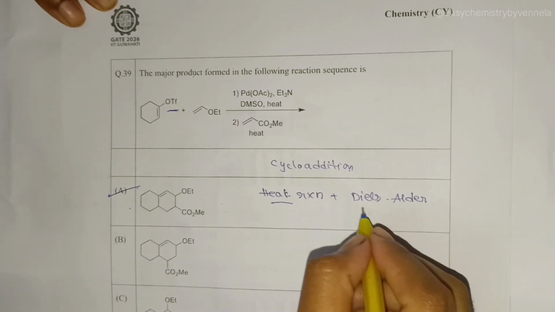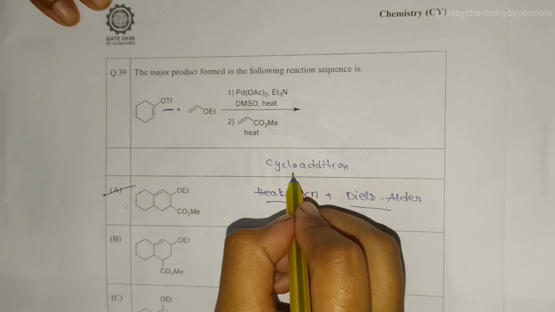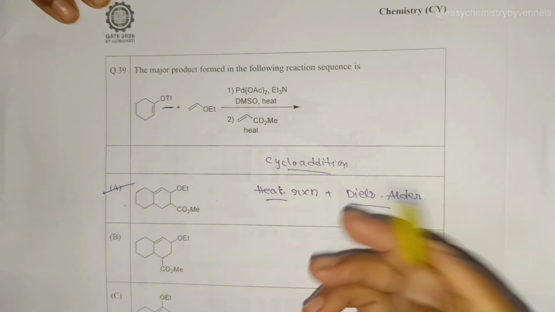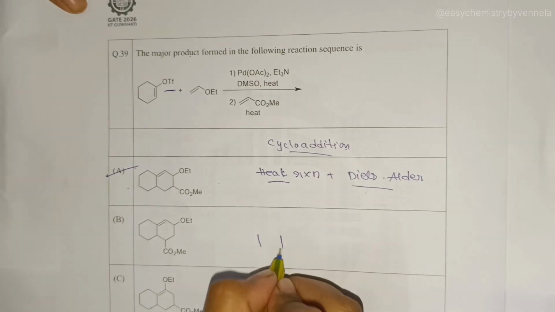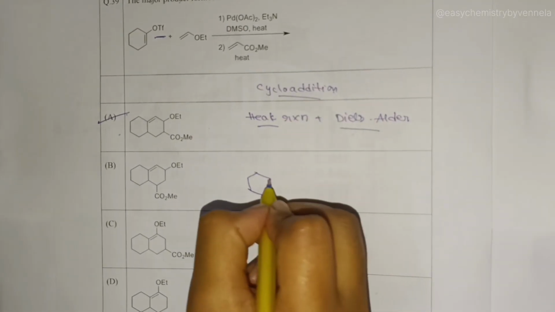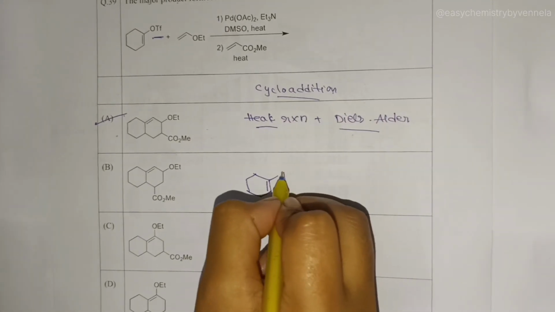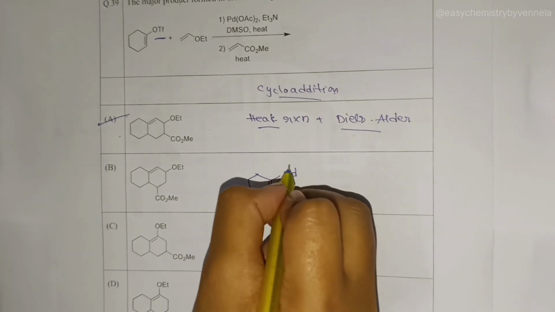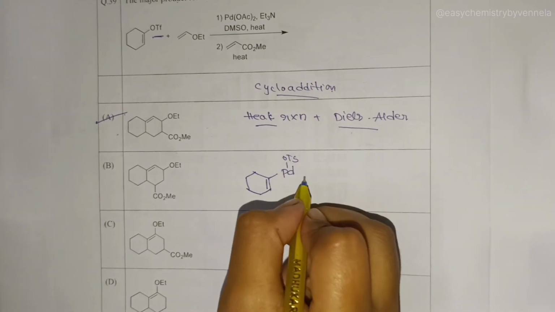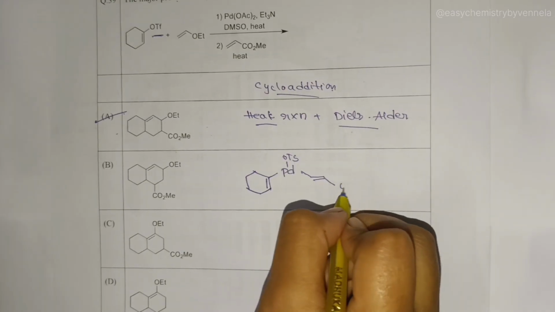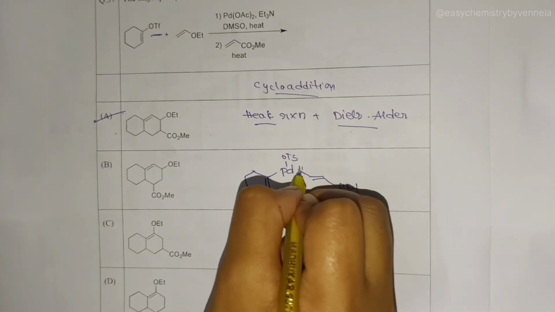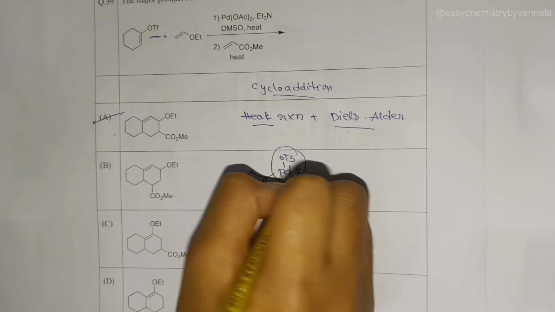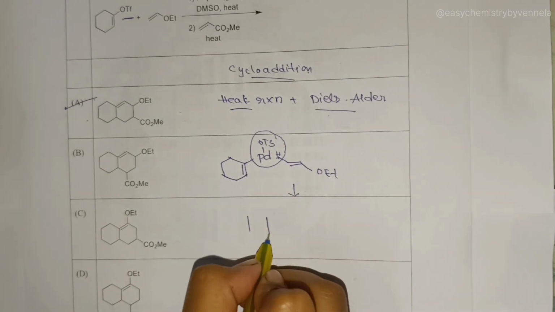It involves Heck reaction and Diels-Alder reaction. It is a cycloaddition reaction. So this is the reaction. In this, triflate is an excellent leaving group. It reacts with palladium. This is all. It forms like this.